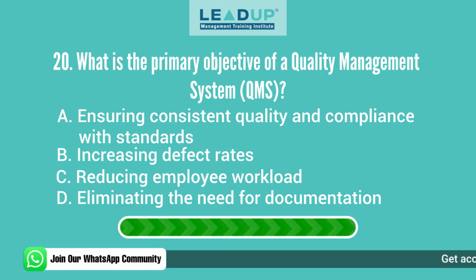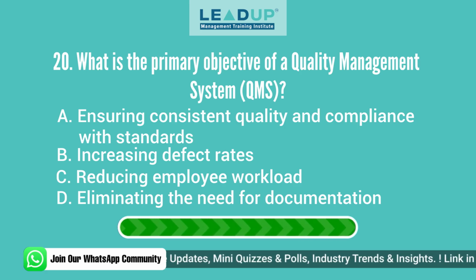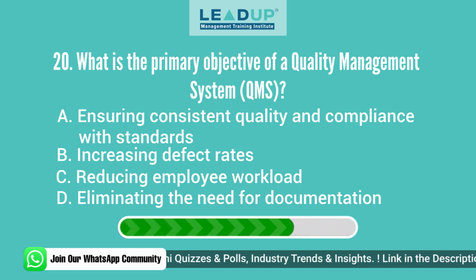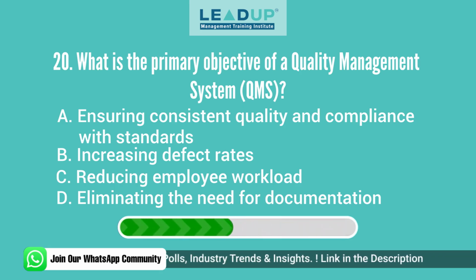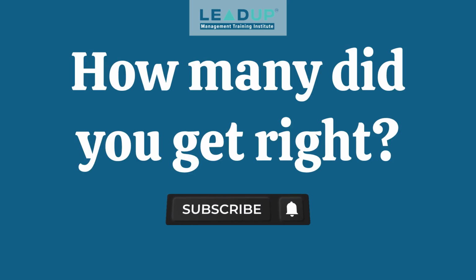Question 20. What is the primary objective of a quality management system, QMS? A. Ensuring consistent quality and compliance with standards. B. Increasing defect rates. C. Reducing employee workload. And D. Eliminating the need for documentation. The answer is ensuring consistent quality and compliance with standards.